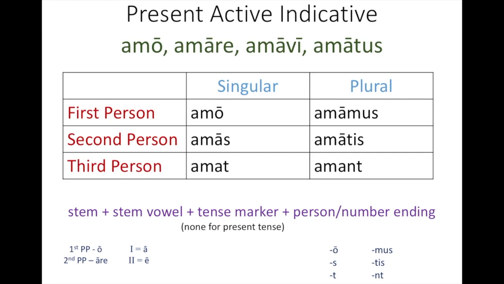As I said, for present tense, you don't add a tense marker or tense sign because there isn't one for the present tense. And then you add your person and number endings: o or m, s, t, mus, tis, nt. So, amo, I love, amas, you are loving, amat, he, she, it is loving, amamus, we do love, amatis, y'all are loving, and amant, they love.